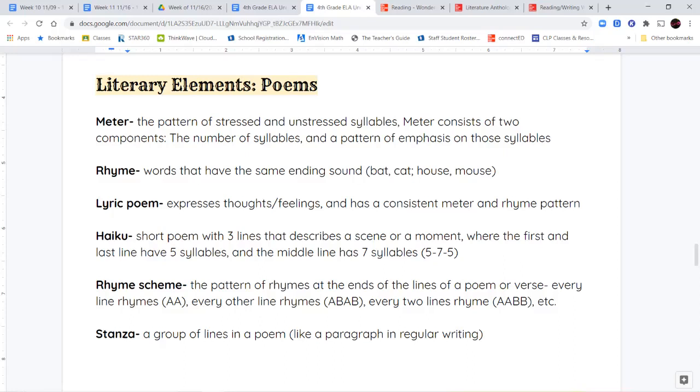And a stanza is a group of lines in a poem, just like we have paragraphs when we're doing our regular writing. A stanza is like a paragraph, but for poetry. So it's a group of lines that talk about the same thing. Just like when we write a paragraph, that paragraph is a group of lines that talk about the same thing.